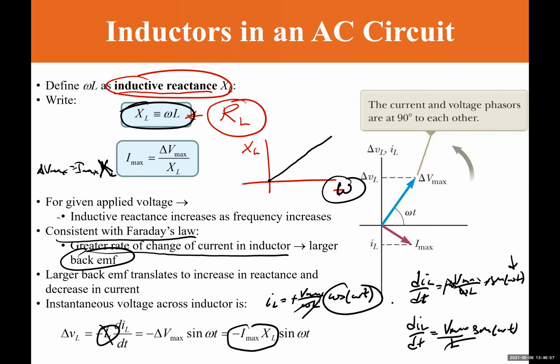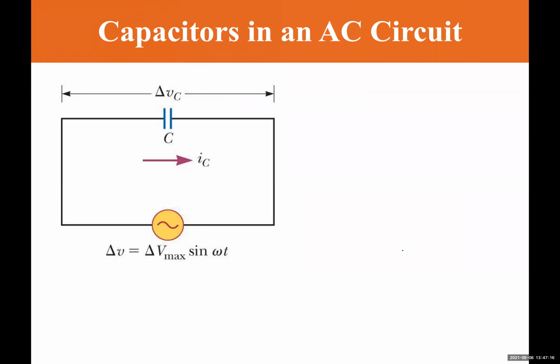So this is what we have for delta Vmax. It's the amplitude of the voltage: Imax times X_L, and then sine of omega t. That's the value for the time varying voltage in the inductor. Now let's look at the capacitor.